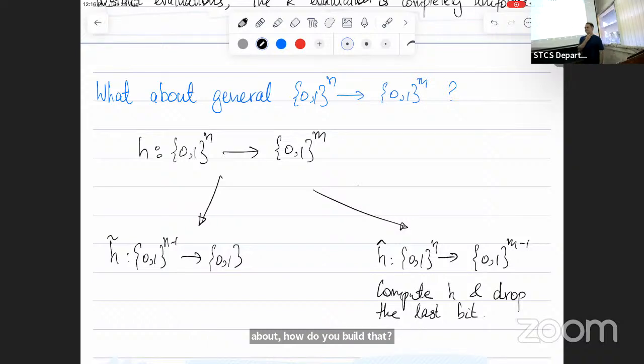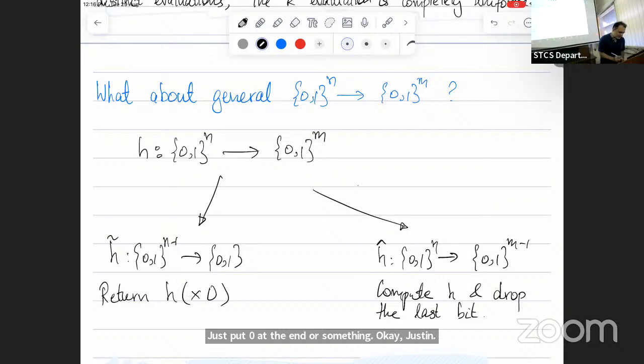Randomly sample the last bit, but I don't want to use randomness here. I want to build this bag. But again, you don't need to randomly sample. Just put 0 at the end or something. Just return h of whatever x, where you just pad it with 0. Because in some sense, the k-wise independence that you need from h tilde is actually less than the k-wise independence you needed previously in h.